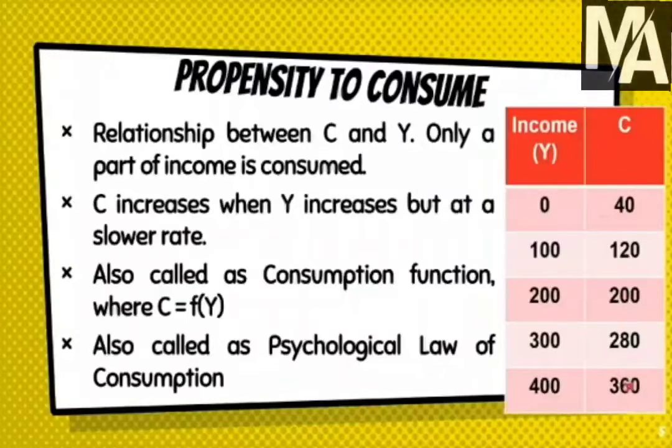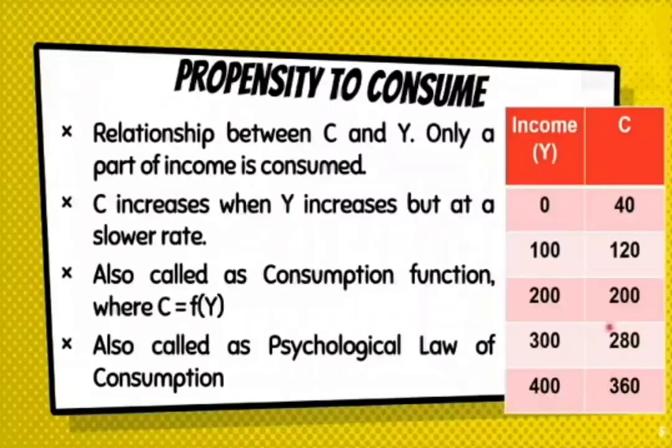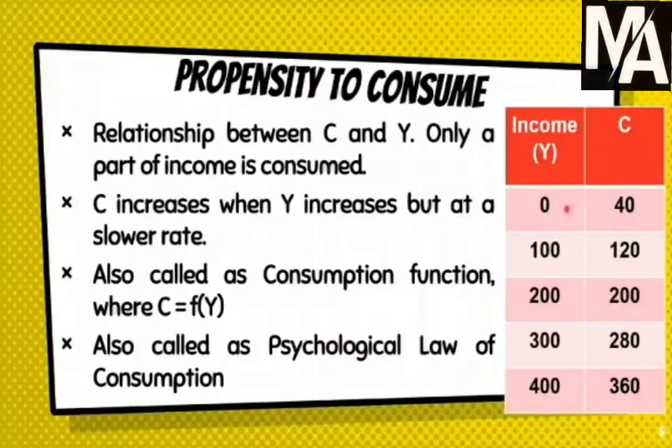Now, whenever I have a particular income, it does not necessarily mean that I have to consume the entire income. For example, here, my income is 200 and my consumption is 200. But it does not mean that when my income increases to 300, I have to finish the entire income. No. Maybe my capacity is only 280, which means I am saving a little bit of my income here. I am not able to consume it. And this is why consumption is increasing with the increase in income, but at a slower rate. Its increase is slower than the increase of income.